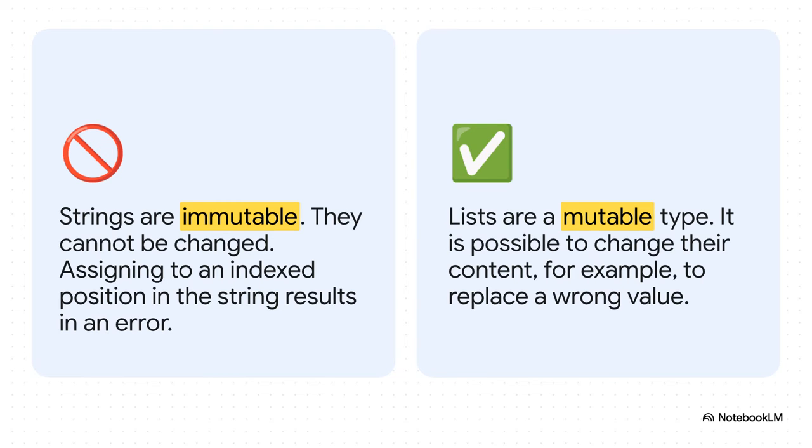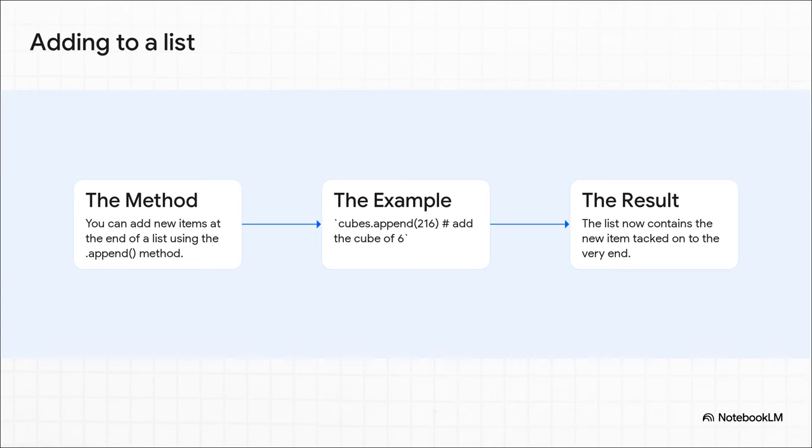Look at this list of cube numbers. Oops, 65 is wrong. No problem. We just target that spot, index 3, and assign the correct value, 64. Understanding this difference is absolutely key. So because lists are changeable, they can also grow. And the easiest way to make that happen is with the append method. It's super straightforward. You just take your list, in this case cubes, and you tell it what you want to append. The new item just gets tacked right onto the very end of the list. It's as simple as that.